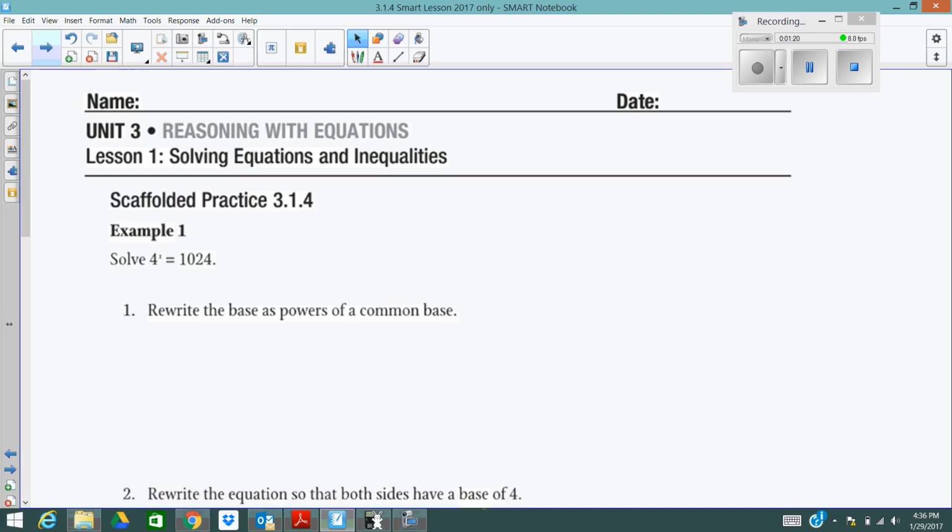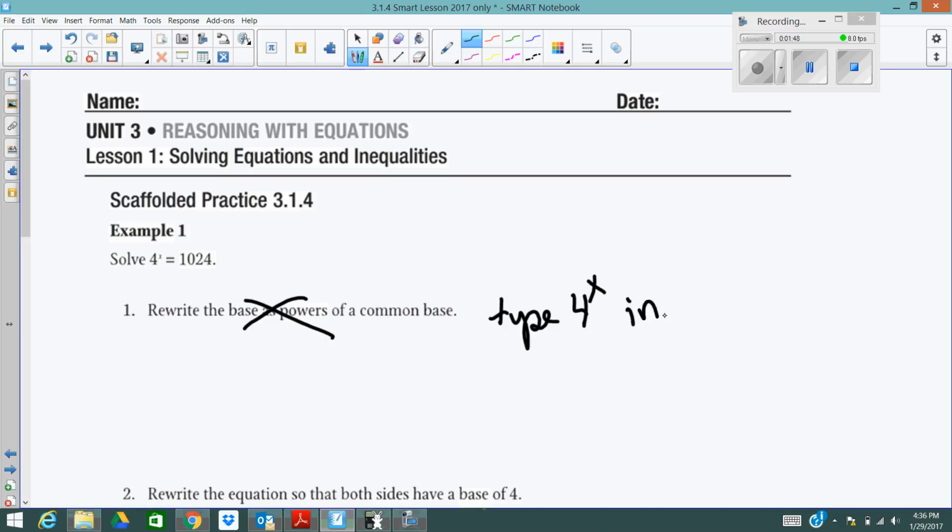It's a nice part about watching a video, you can go at your own pace. So example 1, solve 4 to the x power equals 1024. The way that the book wants us to do this is it wants us to rewrite the base as a power so that they're common bases. Since we have these graphing calculators, we're going to do this a little bit differently. The first thing we're going to do is type 4 to the x power into our y equals.